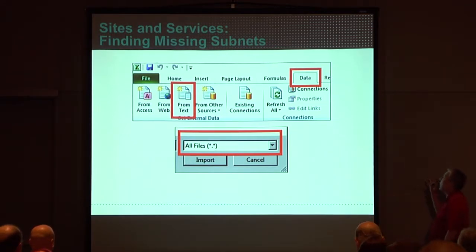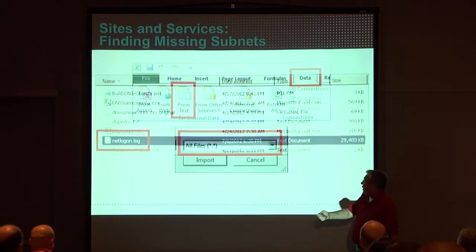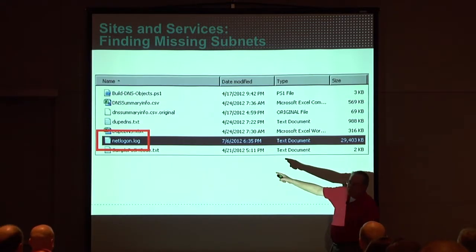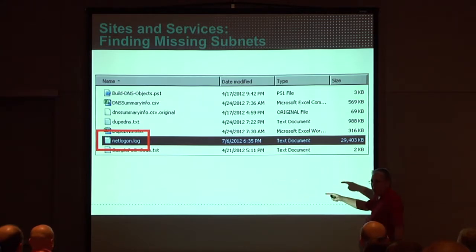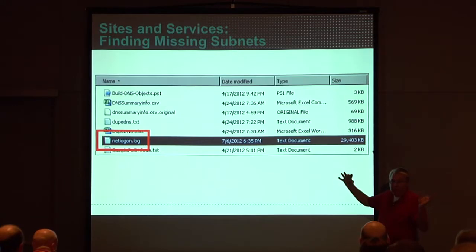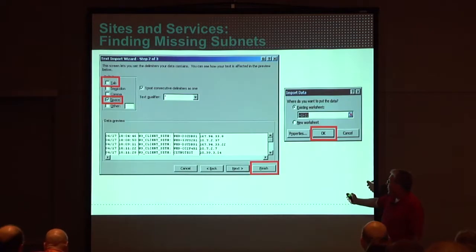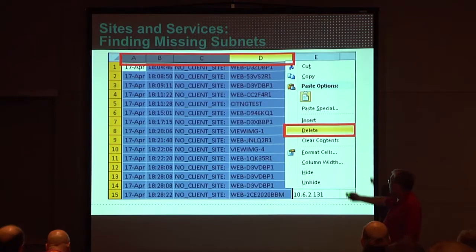We're going to open up Excel, go to Data, From Text, change the drop down to All Files, click Import. Now, this is my demo data. You're going to browse to Windows\debug\netlogon.log for every domain controller. So if you've got a lot of domain controllers, you have to do this for every domain controller. Change this to delimited. Next, unselect tab, select space, click OK.